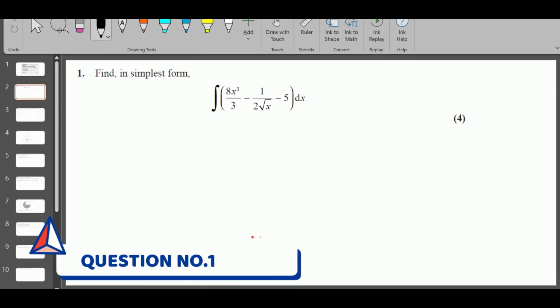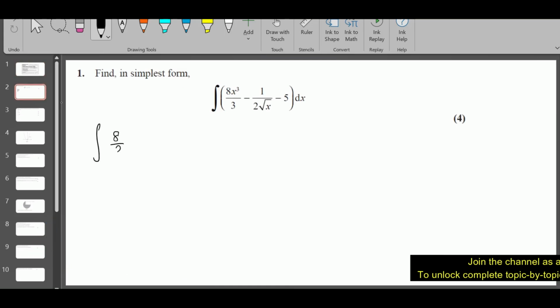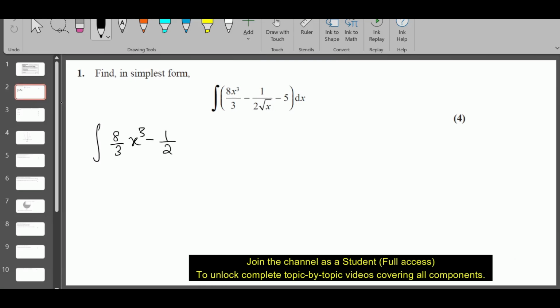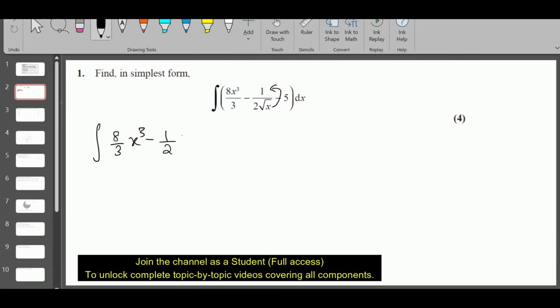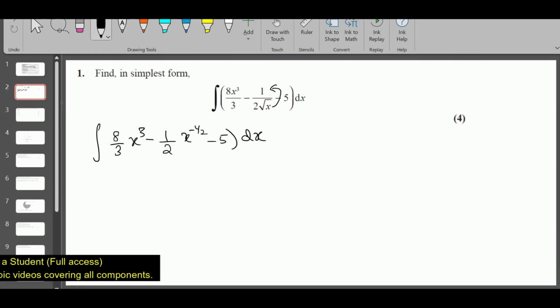This is from integration. So first write it as the integral of 8 over 3 x cubed minus 1 over 2. Put the x power half into the top. It becomes x power minus half minus 5 dx.